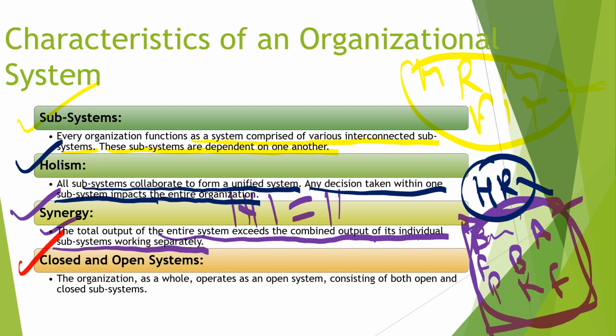Then let's talk about closed and open systems. As we studied in the previous slide, the organization as a whole operates as an open system consisting of both open and closed subsystems.